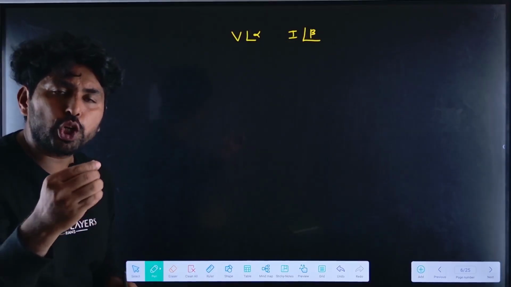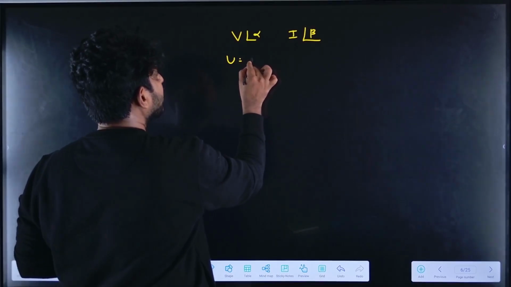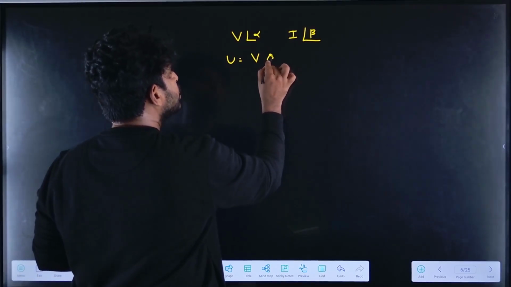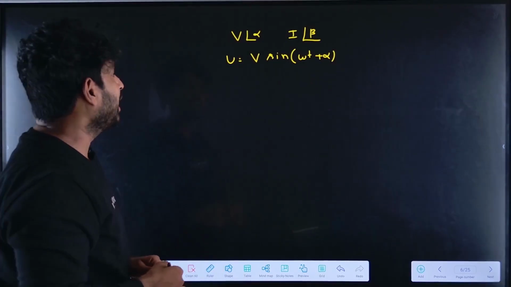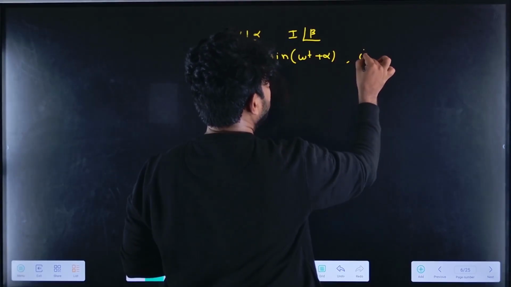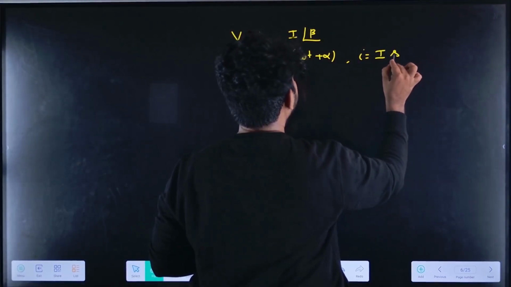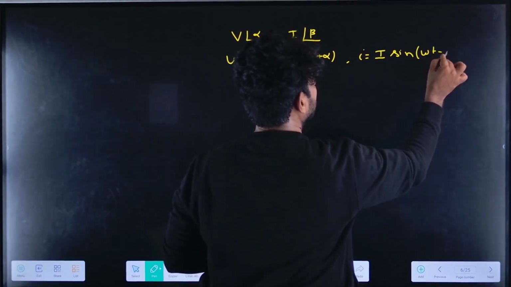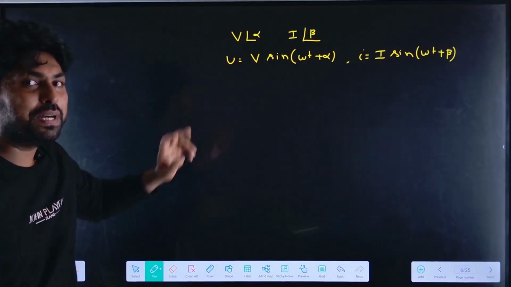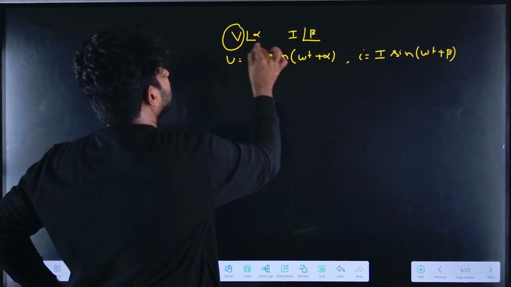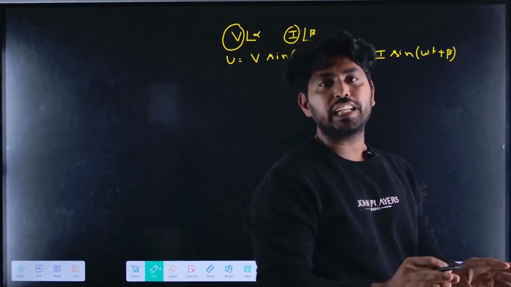If I take the sinusoidal waveform as a reference, how can I write? V equal to V into sine omega t plus alpha, right? I can write like this. The next one is I. How can I write? I sine omega t plus beta, right? Here it was mentioned as the maximum value. First understand the basics. No need to confuse at all. Just understand the basics first.